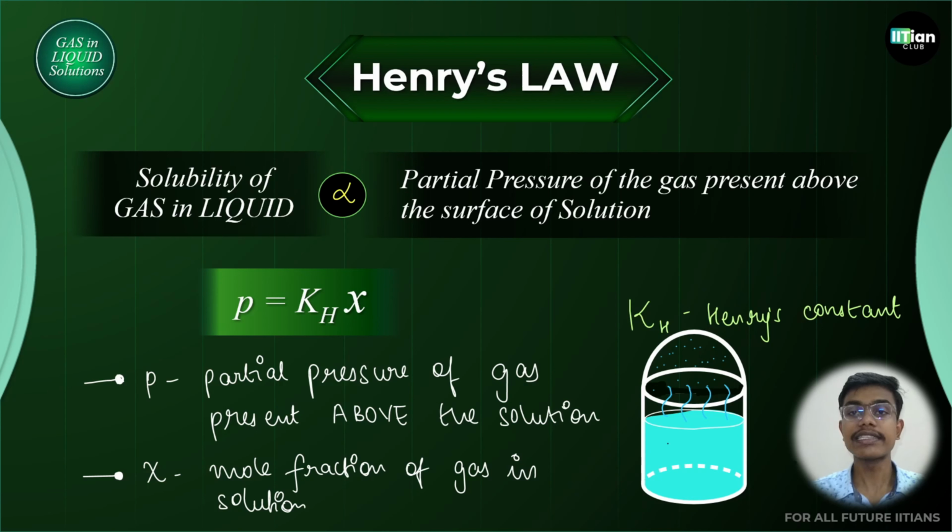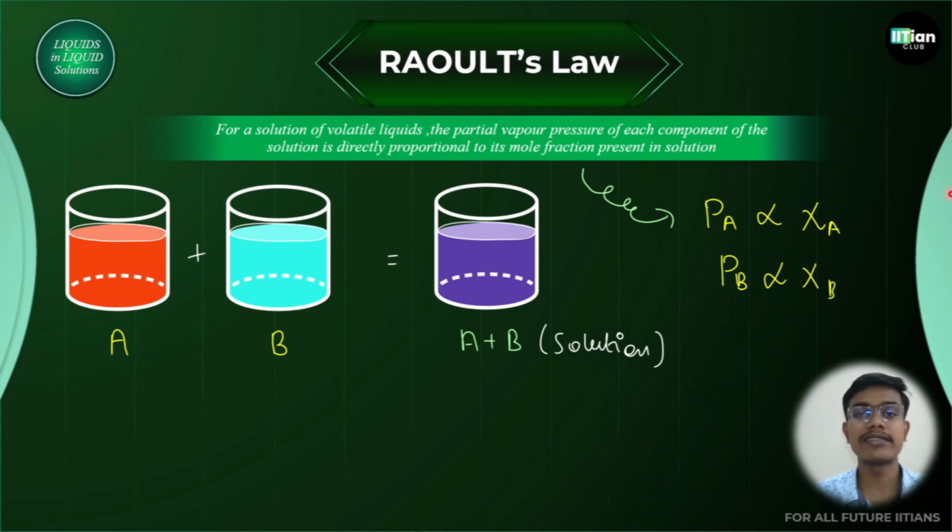Mathematically, it is expressed as P is equal to KH into chi. KH is the Henry's constant and chi is the mole fraction of that element in the solution. Actually, we denote it by mole fraction because mole fraction is the denoting factor of the solubility over here. So the partial pressure is equal to KH, the Henry's constant, and X. X is the mole fraction of the gas in the solution. Hope you got this. And the next law is Raoult's law.